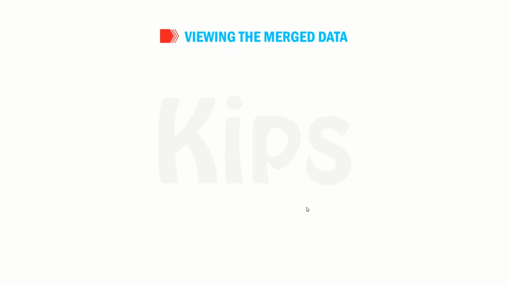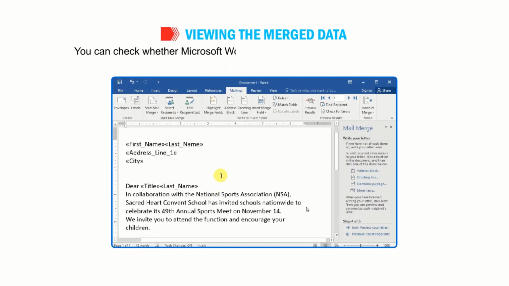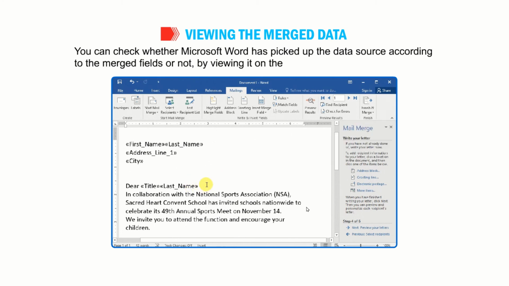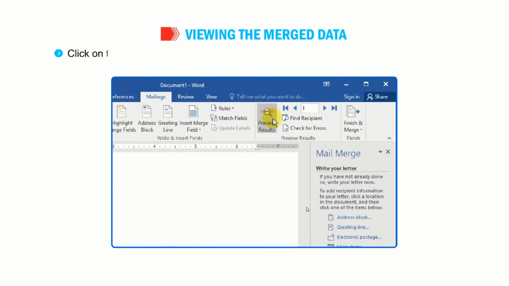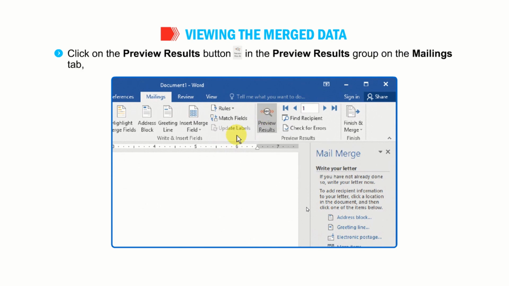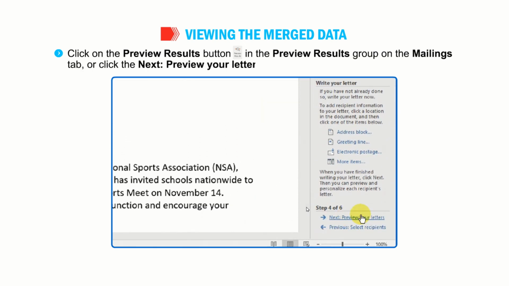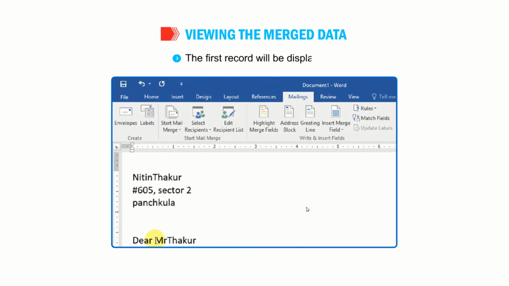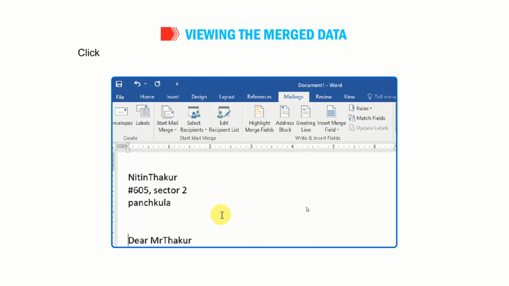Viewing the merged data. You can check whether Microsoft Word has picked up the data source according to the merged fields or not by viewing it on the screen. Click on the Preview Results button in the Preview Results group on the Mailings tab and click on the Next: Preview your letters wizard under Step 4 of 6 section. The first record will be displayed. Click on the Next Record button in the Preview Results group to view the next record of your data source. Printing the letters.